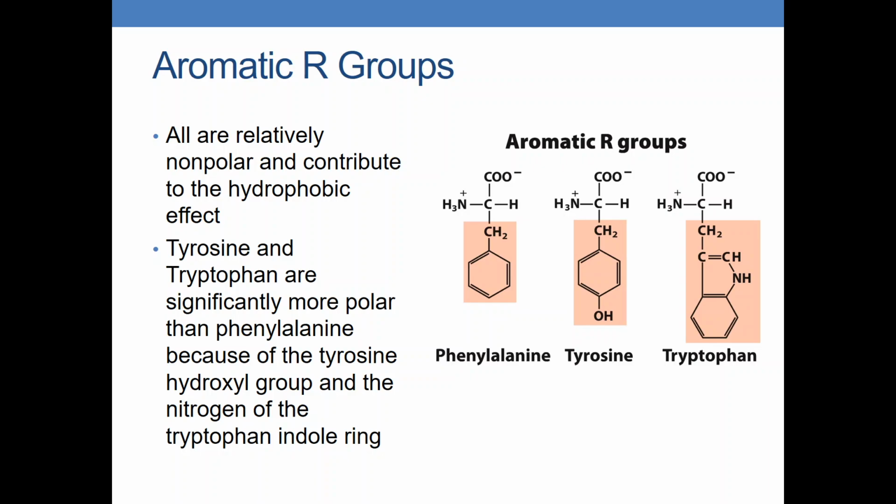Now, tyrosine and tryptophan are significantly more polar than phenylalanine, because tyrosine can hydrogen bond through the hydroxyl group shown here, and the nitrogen of the indole side chain of tryptophan can also hydrogen bond. So these are important properties of tyrosine and tryptophan, the ability to form hydrogen bonds. Before we move on, I just want to define the side chains here. Phenylalanine has a phenyl side chain. Tyrosine has a phenol side chain. A phenyl plus an alcohol equals a phenol. And the side chain of tryptophan is the indole group.